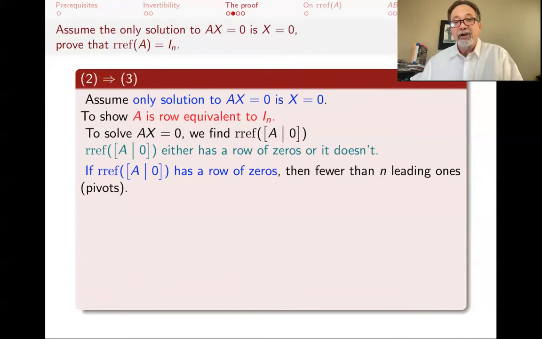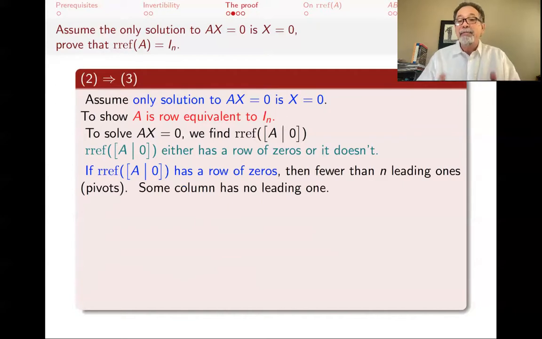And because the second column is all zeros, the whole augmented matrix after doing reduced echelon form will have zero, not just the A part. Now, if it has a row of zeros, then it has fewer than n leading ones, or what are sometimes called pivots. Why is that? Well, because A is n by n. And so if it has n rows and one row has all zeros, that row, or more rows, those rows do not have any leading ones. So the number of leading ones is less than n.